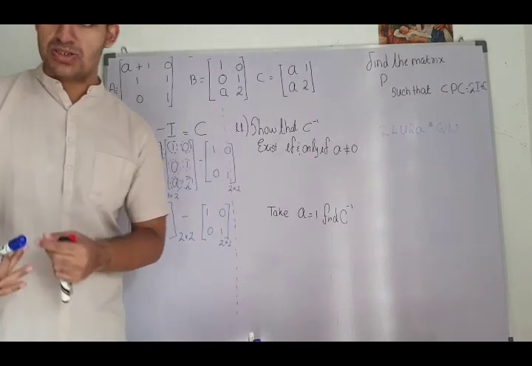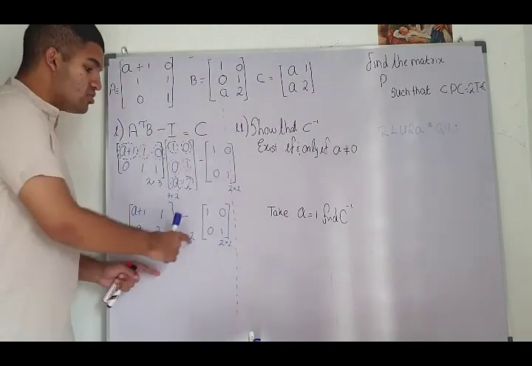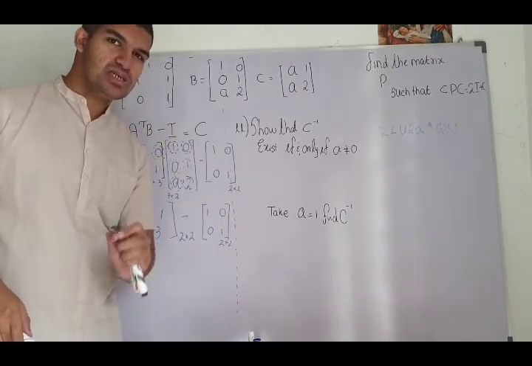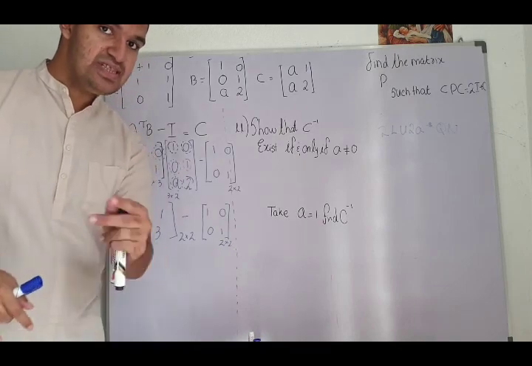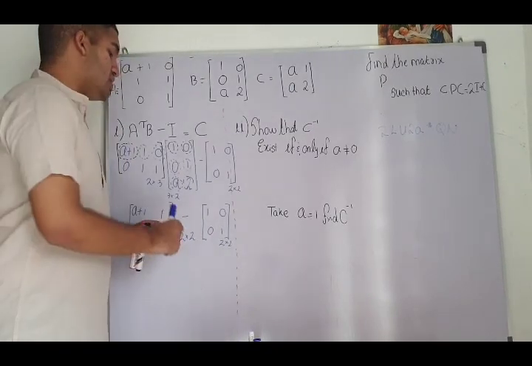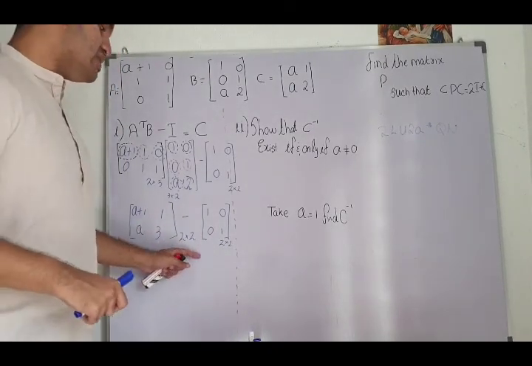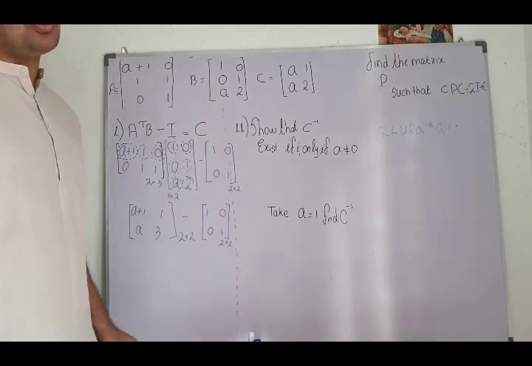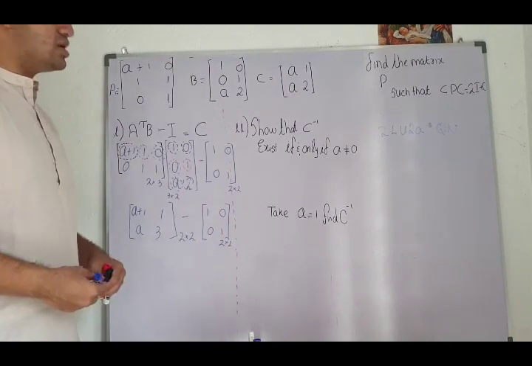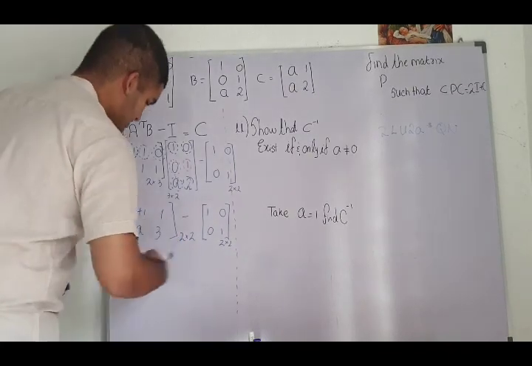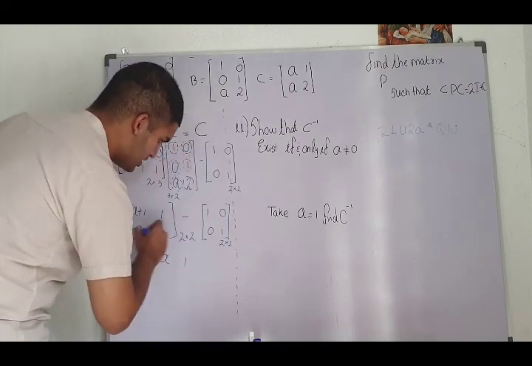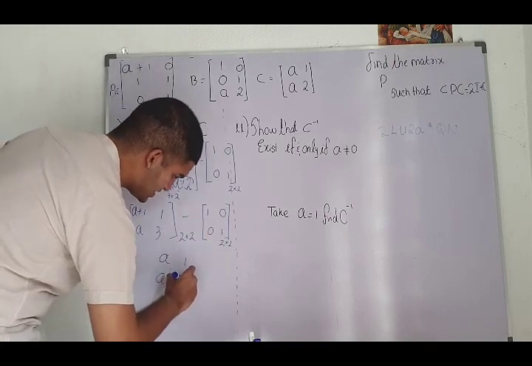The next thing you have to do, the basic rule for adding or subtracting, is that the orders of the two matrices should be equal to each other. If they are not equal, if the columns or the rows are slightly different, you cannot subtract or add. To subtract or add matrices, you should have an equal number of rows and columns in both matrices. So a plus 1 and 1 will give you a, and this will give you 1. This and this is a, and this is 2.